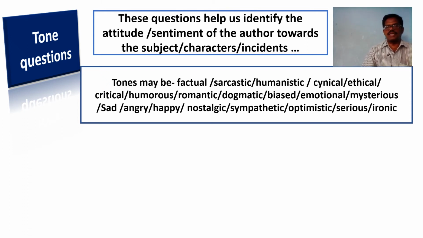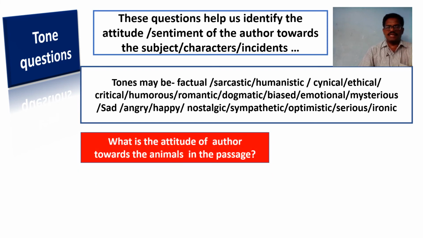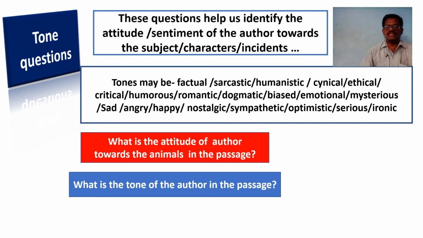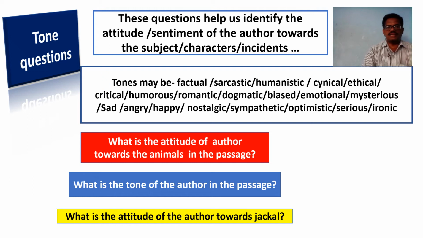Like that, the tones may be emotional, mysterious, sad, angry, happy, nostalgic. Here, whenever the subject matter tells about past events, then we can say that the tone is nostalgic. And sympathetic, optimistic, serious, and ironic. These are some of the tones. Here, the common questions are: what is the attitude of the author towards the animals in the passage? And what is the tone of the author in the passage? Maybe ethical. What is the attitude of the author towards the jackal? In this way, we can ask the tone questions.